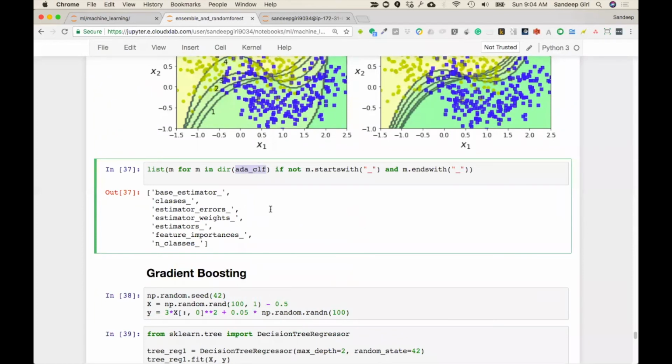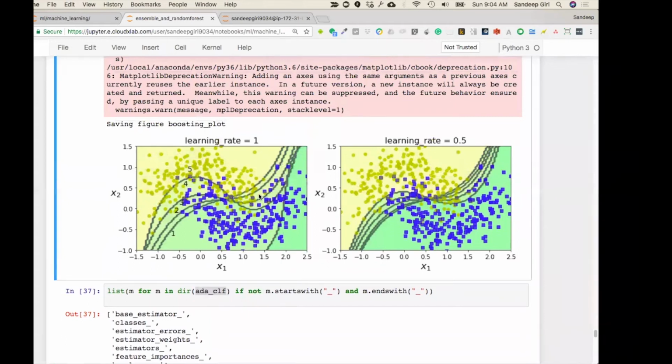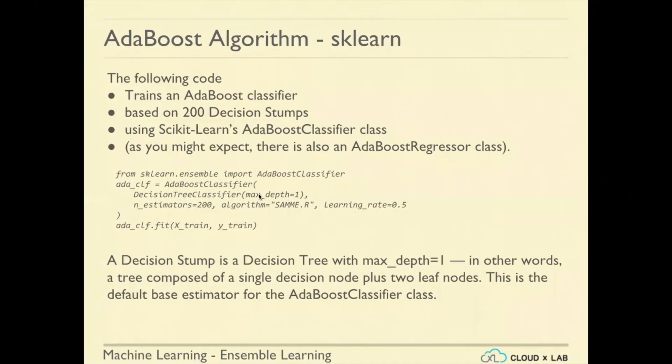So the various functions that you see here are the internal functions provided. So that's what we have demonstrated. All right, great. So we were able to fit and train.